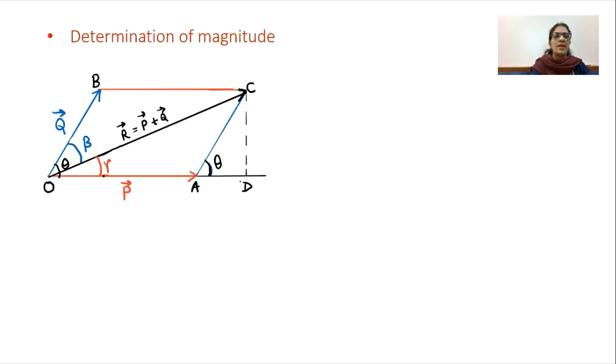We have to find the value of the resultant R in terms of P, Q and the angle between them. Okay, so what will it be? See, we will consider triangle ODC. This is point O, this is point D and this is point C. So ODC, this triangle, as I told you, it is perpendicular, so this is a right angle triangle.